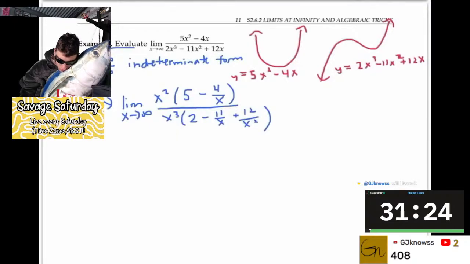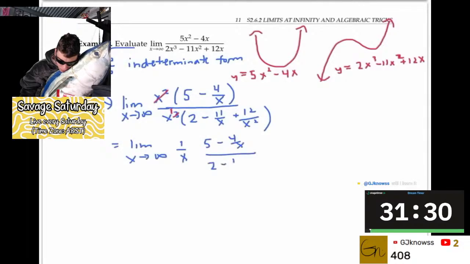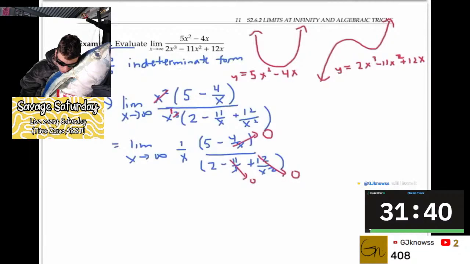Now I can rewrite again by canceling an x squared from the top into the bottom to get the limit of 1 over x times 5 minus 4 over x over 2 minus 11 over x plus 12 over x squared. Now as x goes to infinity, 4 over x goes to 0 because I'm dividing 4 by larger and larger numbers. Similarly, 11 over x goes to 0 and 12 over x squared goes to 0. So I end up with 1 over x, which is itself going to 0, times something that's going to 5 halves. So my limit is going to be 0 times 5 halves, which is just 0.